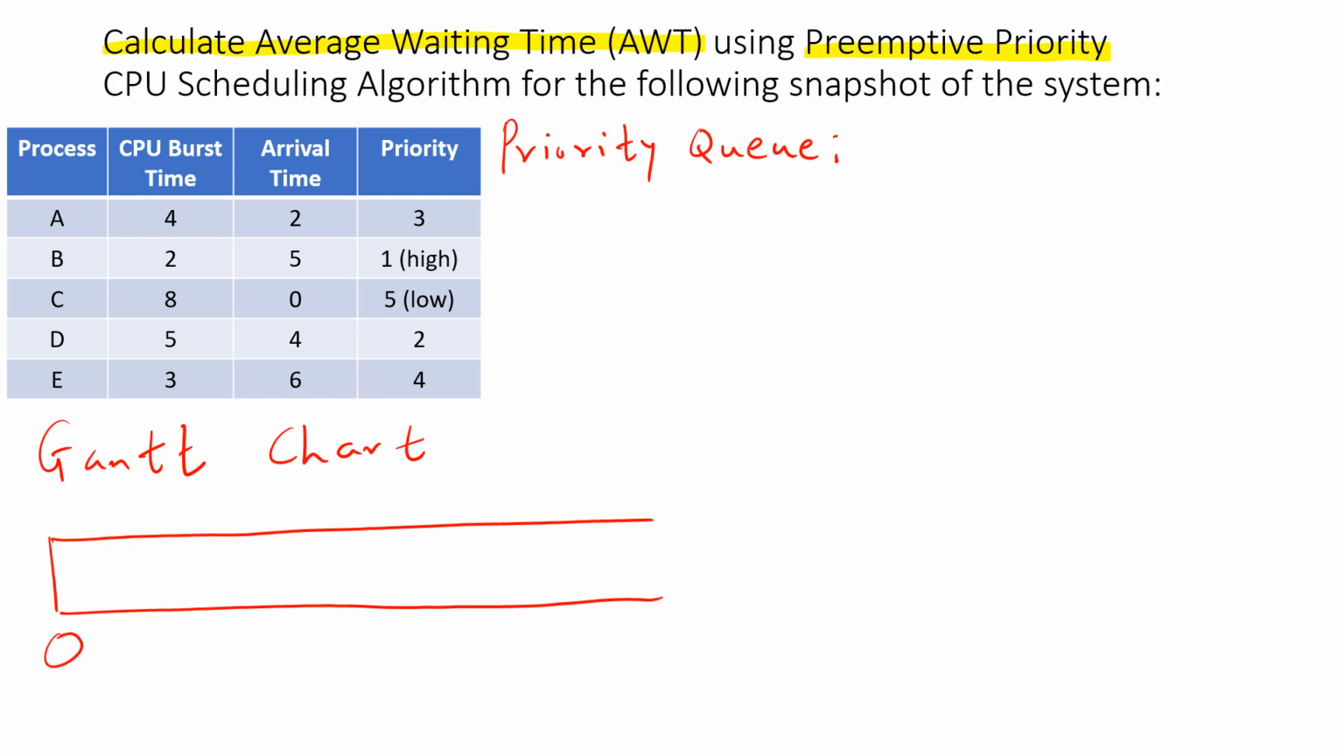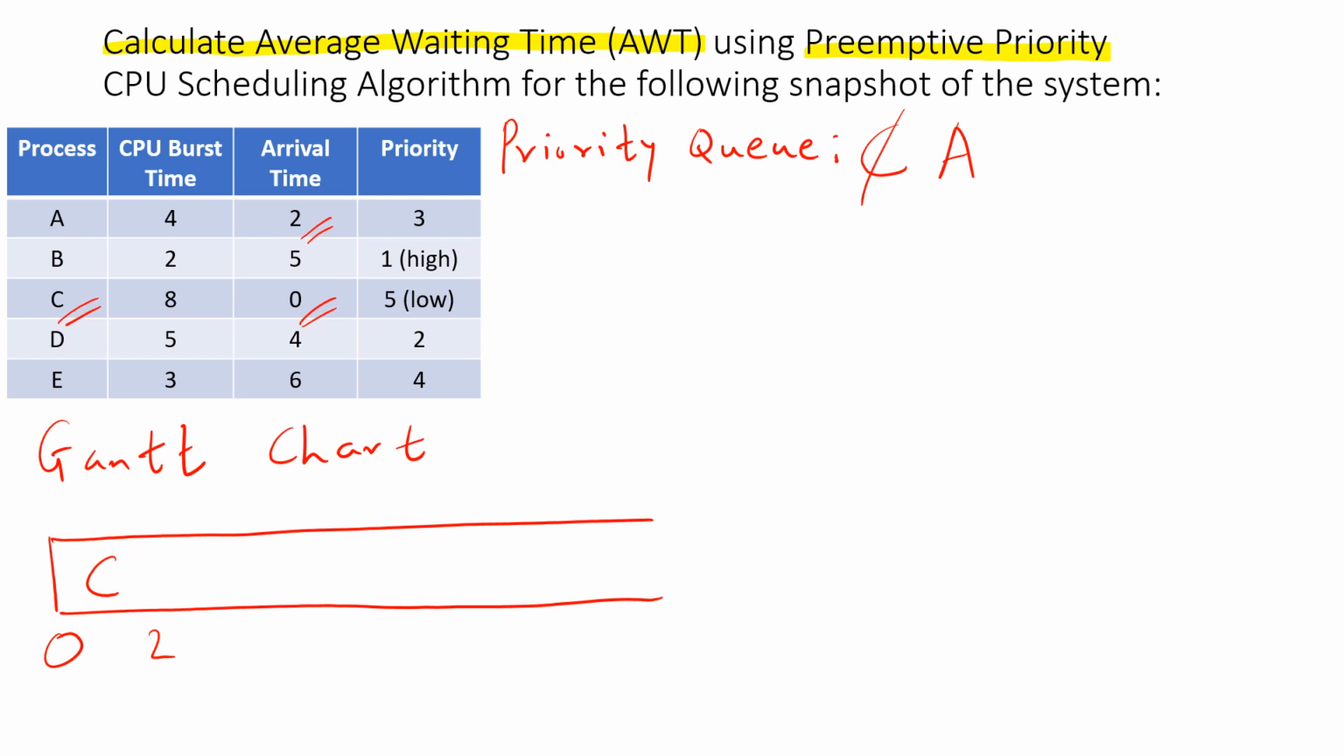So at time 0 we see there is only one process in the picture, and that is C. So C is there in the queue. Now since there is only one process in the queue, naturally that process will get CPU, and C will start using the CPU. C will continue using the CPU until a new process arrives, right? And a new process arrives at time 2. At time 2, a new process A arrives.